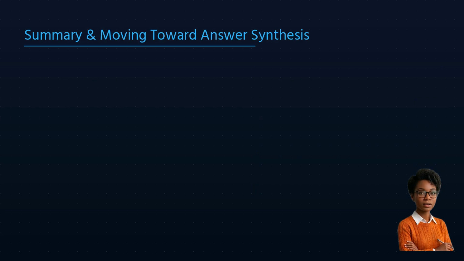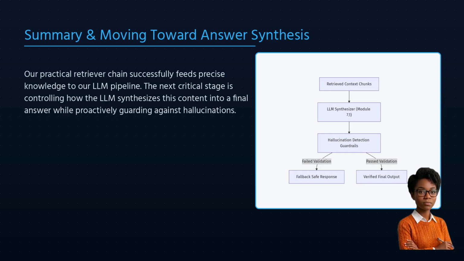In this session, we built and ran a basic retriever chain using LangChain, proving that we can dynamically feed custom context into our prompts. But what happens when our retrieved documents contain conflicting facts, or when the LLM makes up details that aren't in our text? This is where theoretical evaluation becomes essential.